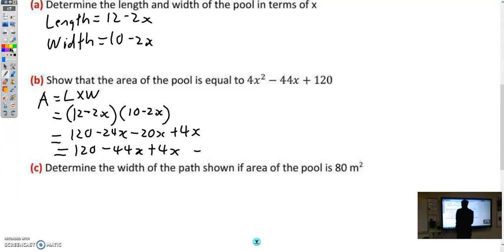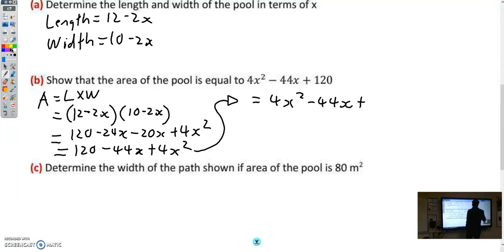Rearranging this equation, we have 4x squared minus 44x plus 120. Okay?